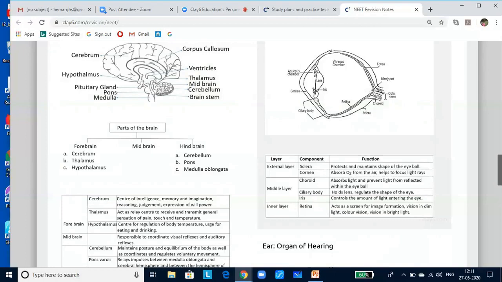So, now if you look at the adult human eye, it is composed of three layers: external layer, middle layer, and inner layer. The external layer is composed of a dense connective tissue and it is called the sclera. The anterior portion of this layer is called the cornea. The middle layer, choroid, contains many blood vessels.